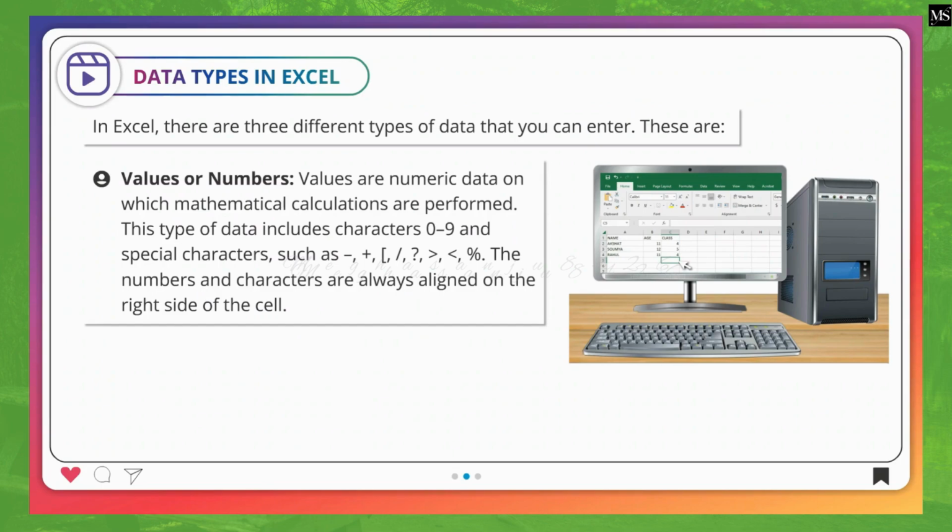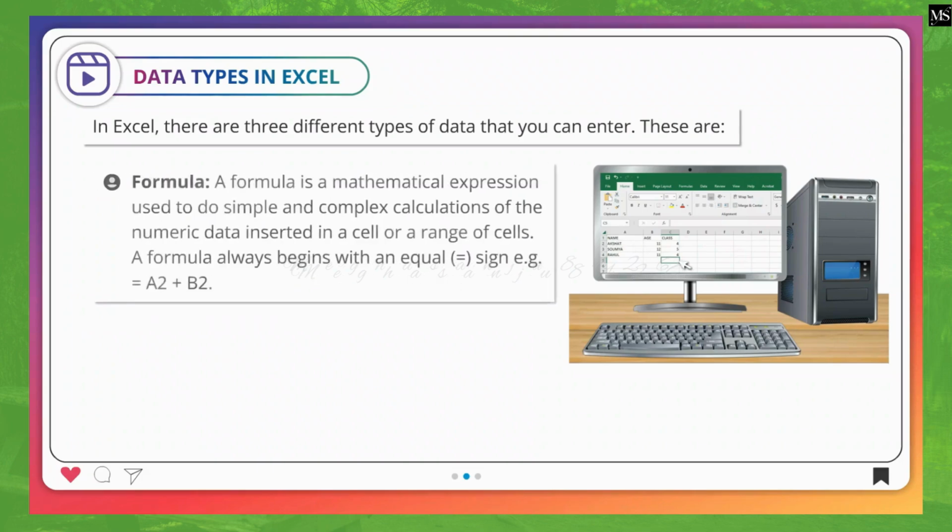Values or numbers. Values are numeric data on which mathematical calculations are performed. This type of data includes characters 0 to 9 and special characters such as minus, plus, parentheses, divided by, question mark, greater than, less than, percentage. The numbers and characters are always aligned on the right side of the cell.